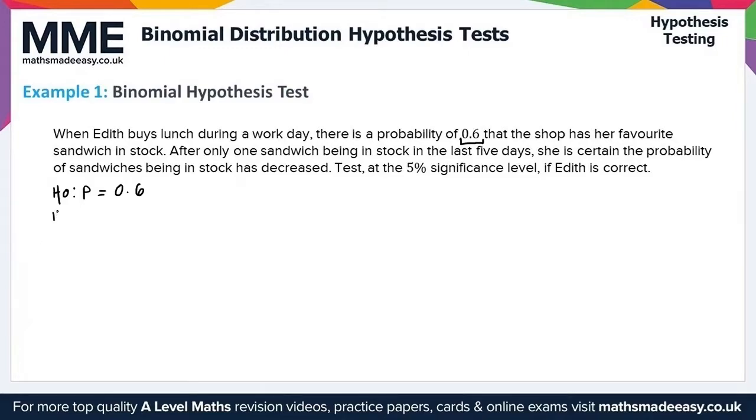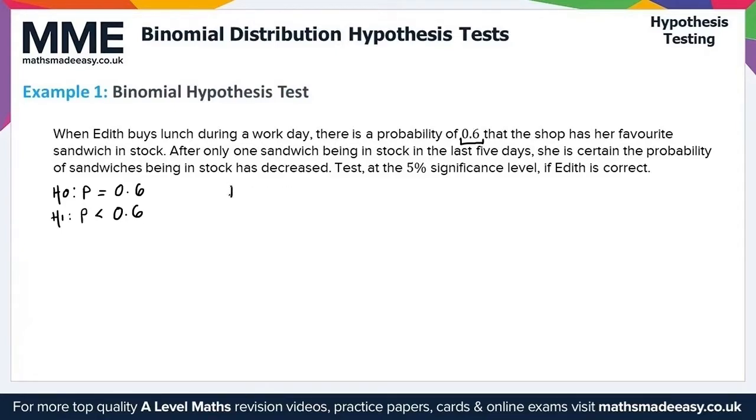And for our H1 here, well, in this case, again, it's going to be P, but we need to decide what we put after P here. And the way to decide is based on whether this is a one-tailed hypothesis test or a two-tailed hypothesis test. And the way to check here is to look at the language that's used in the question. As EDIF is certain the probability of sandwiches being in stock has decreased here, that would suggest a one-tailed hypothesis test here. Okay, because what we're looking for is the probability here being less than 0.6. Okay, so P is less than 0.6 here, and that gives us our hypotheses here. Okay, so we've got a one-tailed hypothesis test.